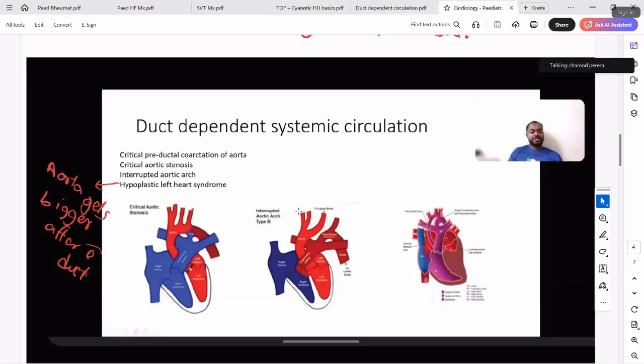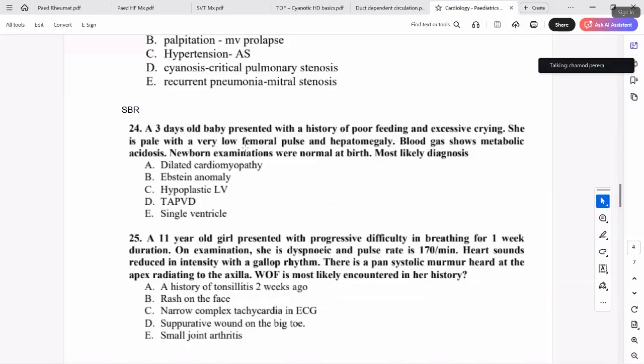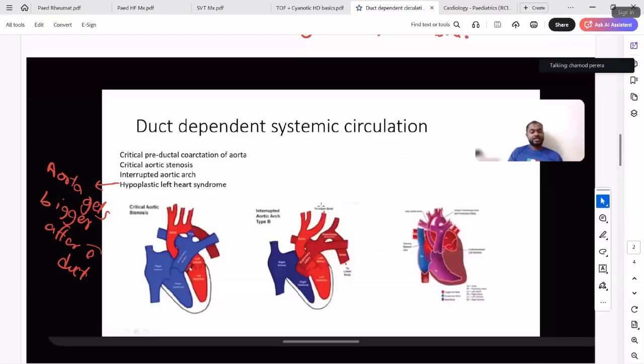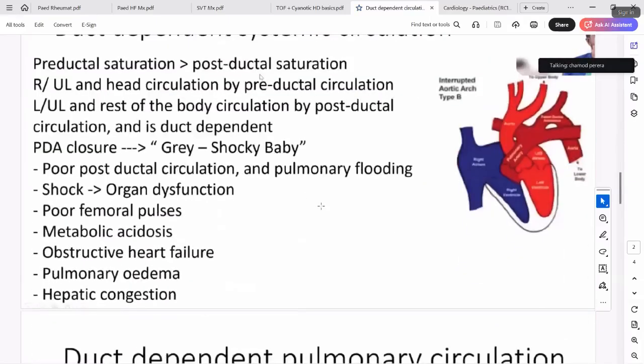So let's look at this question. The baby is having a low femoral pulse, hepatomegaly, and there is a metabolic acidosis. So she is having a duct dependent systemic circulation. So out of these abnormalities, the only duct dependent systemic circulation is hypoplastic left ventricle, right? So that is the hypoplastic left heart syndrome.